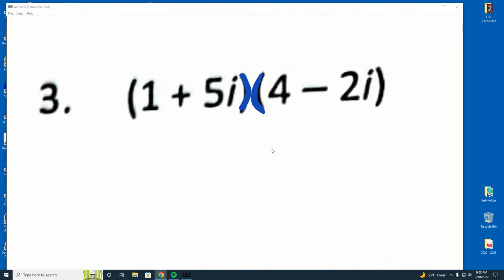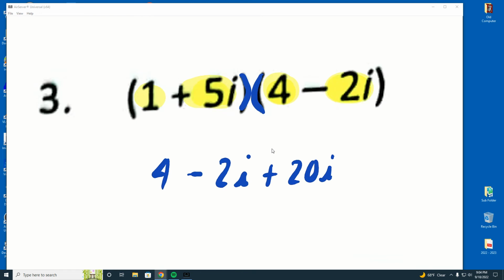Okay, that's number 2. Number 3, though, like we said, is multiplication, so we're going to use our distributive property. 1 times 4, 4. 1 times negative 2i, negative 2i. Then we're going to take positive 5i and multiply it by 4. That's positive 20i. And then lastly, positive 5i times negative 2i.